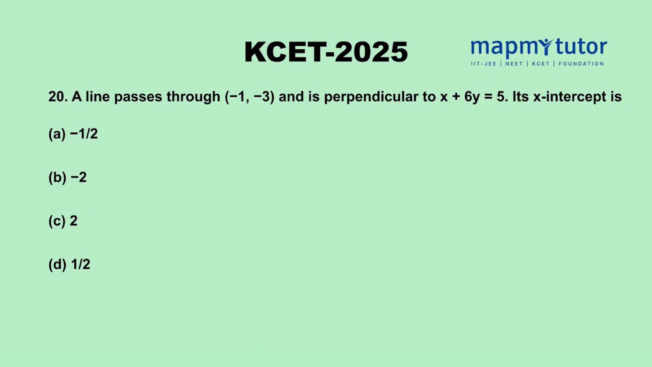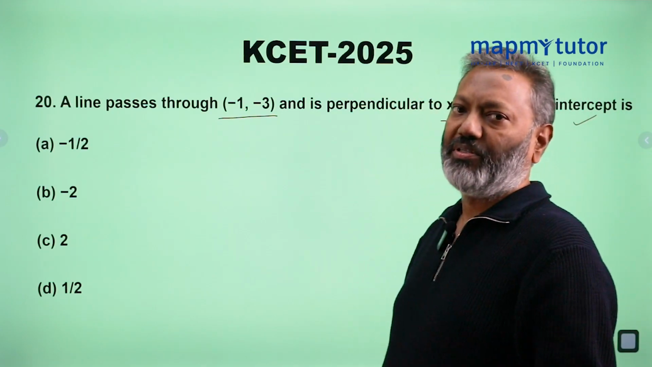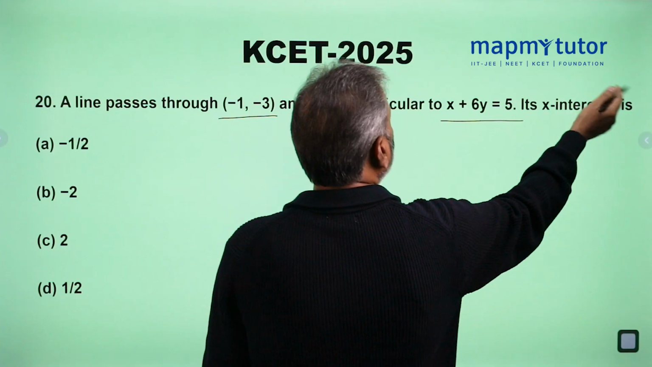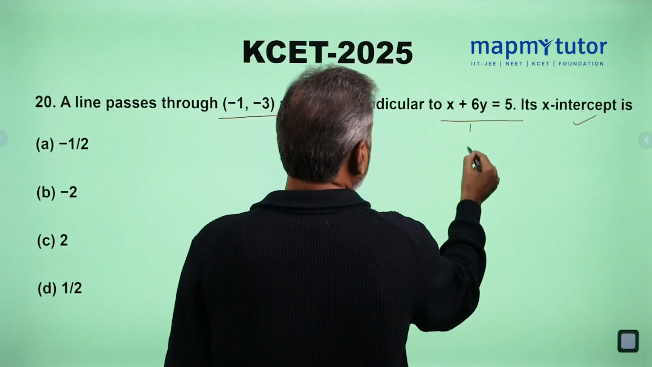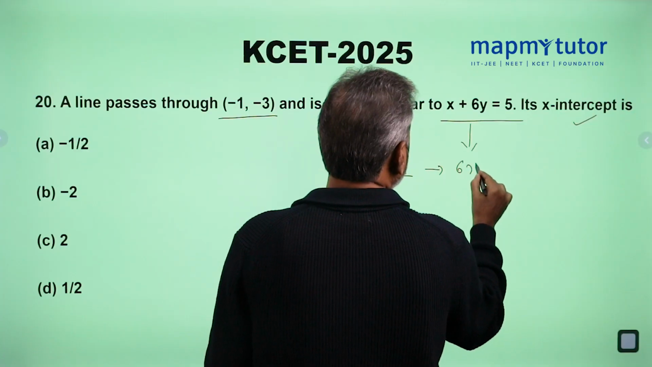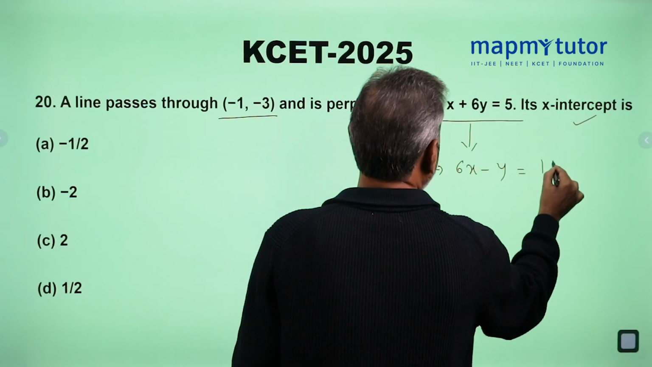A line passing through some point is given, perpendicular to some line is given, then what is the x-intercept? Very easy. It's a straight line question. It is not 3D, it is 2D. Suppose ax plus by equal to some constant is your line, any line perpendicular to this can be written as 6x minus y equal to k.